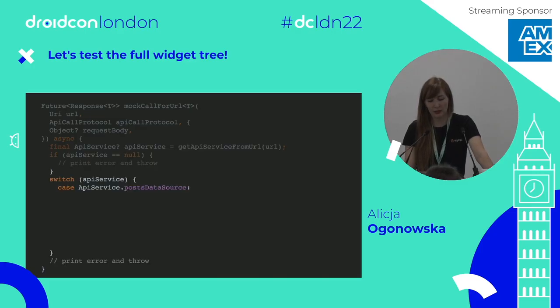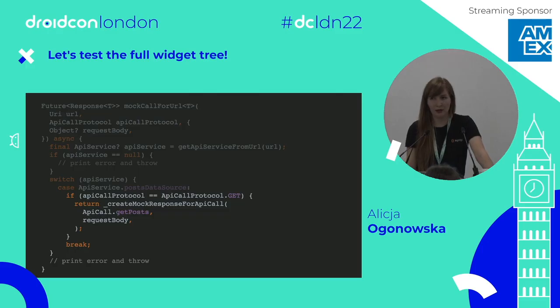Then I will check which kind of API service it is. Then I will identify which exactly API call it is. So in here, I will just have the get, but of course, I would also need to handle the post. And if you have a bigger project with many API services and many calls, then you just have to find a way to identify each one of them. Sometimes you will also need to get a bit more complex and, for example, identify the calls based on the parameters or some other data.